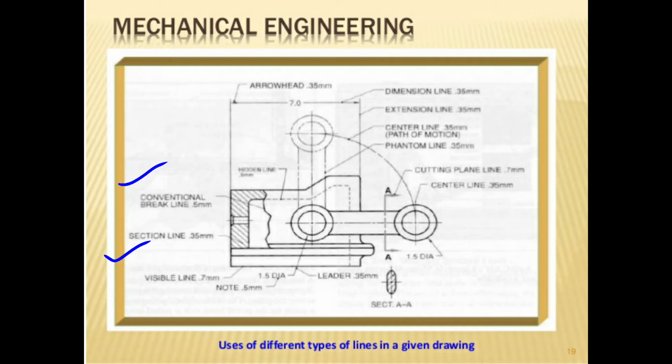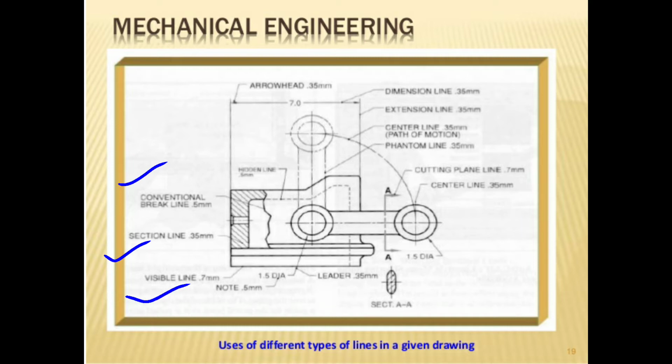Then the visible line. Visible lines are what we see when we look at an object and the object is visible to us. The line drawn for an object that is visible is the visible line, as the object is being visible.